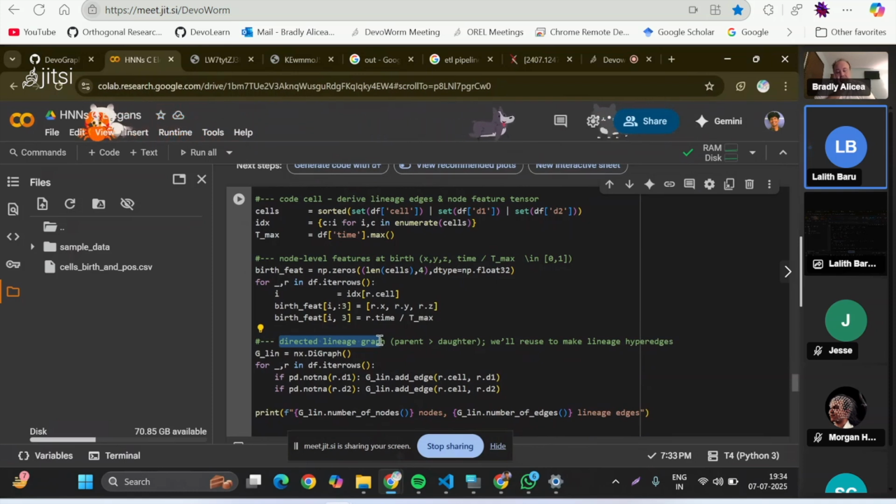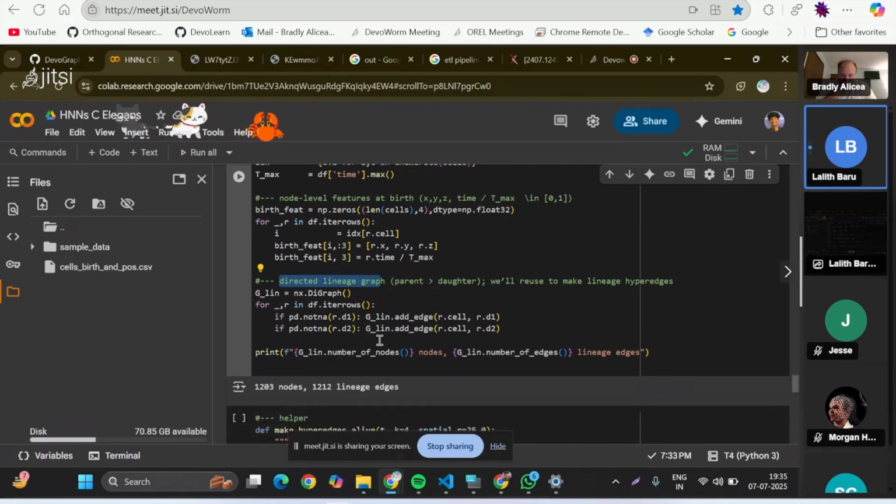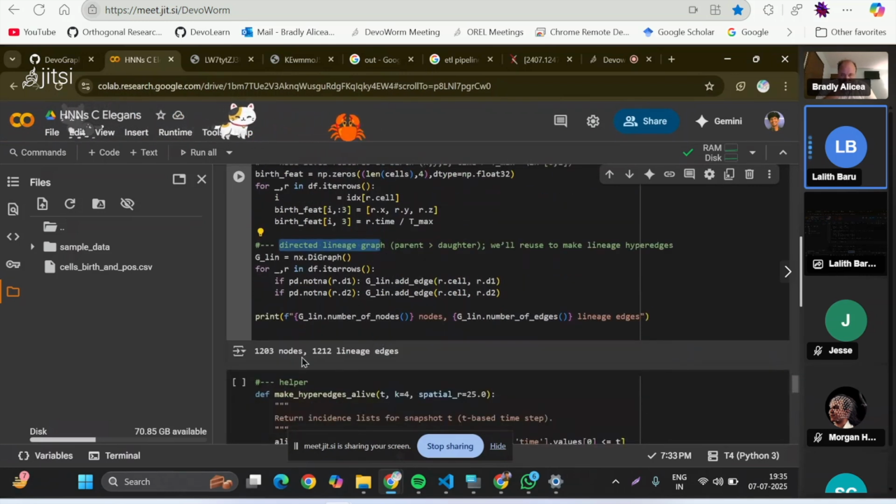saying what kind of grouping we are doing. It's based on the relationship in the lineage tree, from parent to daughter, and from that specific daughter splitting into multiple daughters. So first generation, second generation, and further generations. I was able to acquire 1203 nodes and 1212 lineage edges.